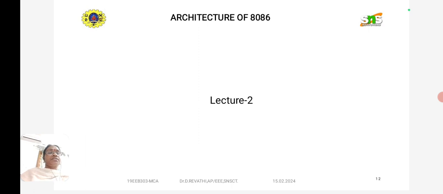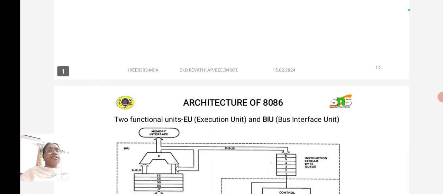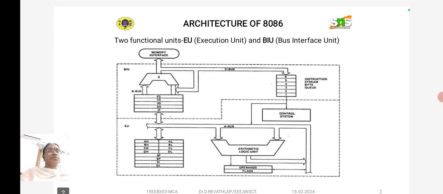Normally 8086 is divided into segment registers. These segment registers are used to calculate the physical address along with the offset address. So based on this, the memory is divided into segments. Normally 8086 is divided into two execution units.